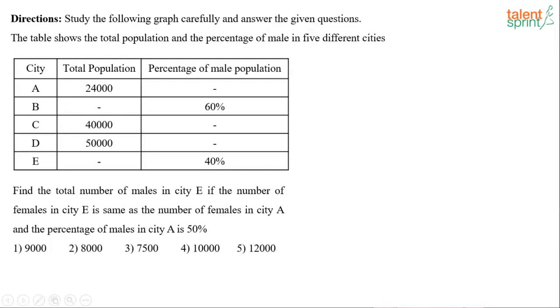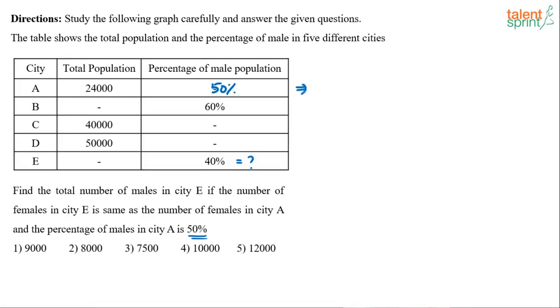Yeah, here are the questions. Look at this. Find the total number of males in city E if the number of females in city E is same as the number of females in city A and the percentage of males in city A is 50%. Okay? So he's asking us to find out the total number of males in city E. Percentage is known to us, but what's the actual value is the question. See, he says percentage of males in city A is 50.